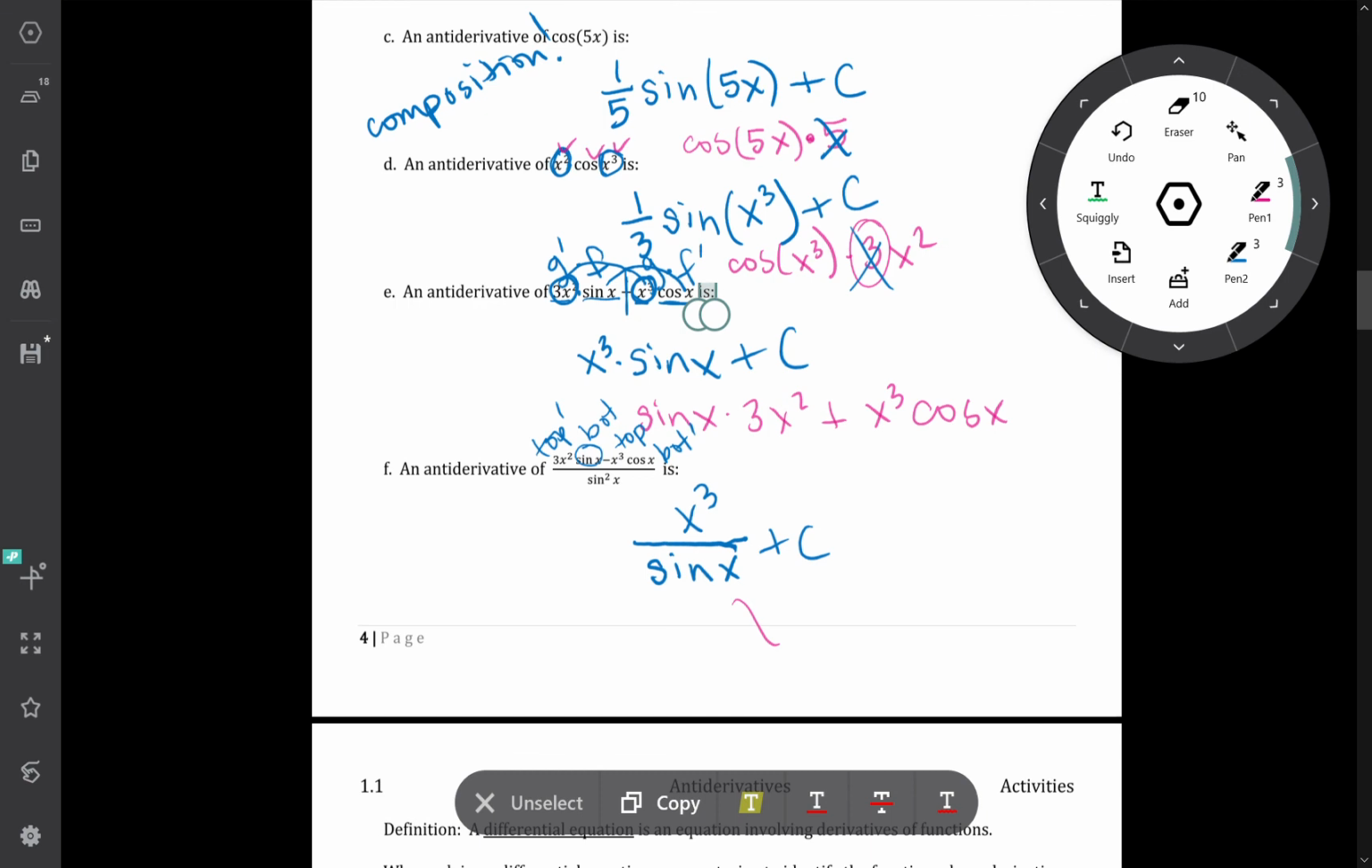Okay, so we get the bottom squared, and then the bottom times the derivative of the top minus the top times the derivative of the bottom, which looks really good.